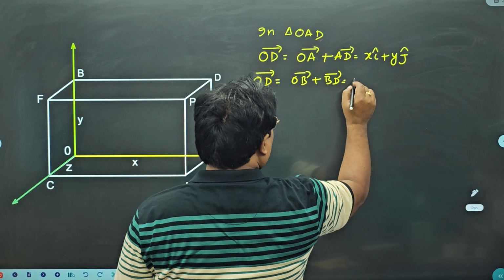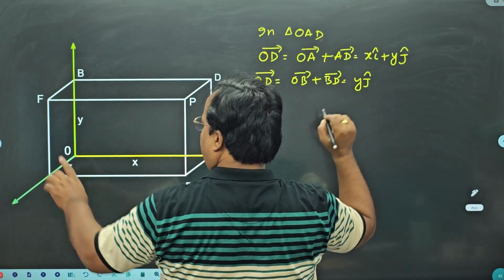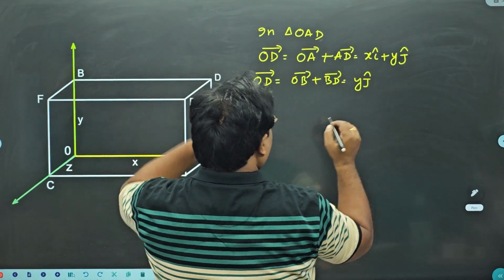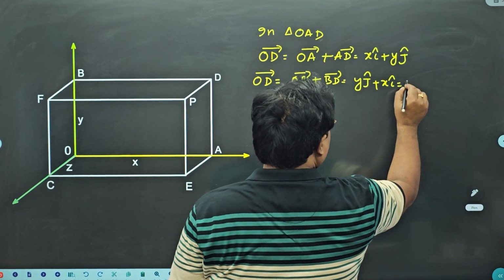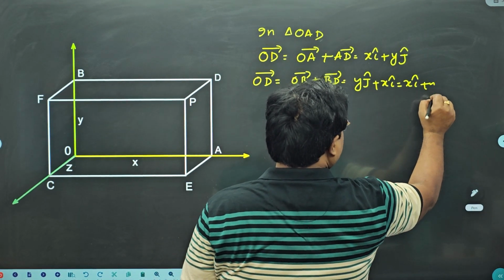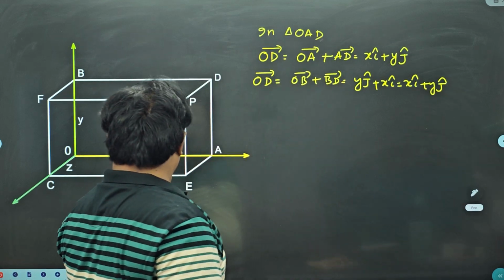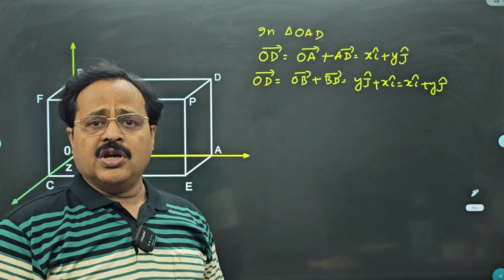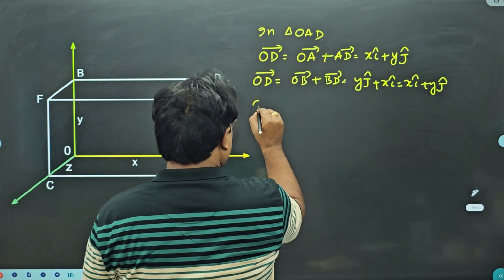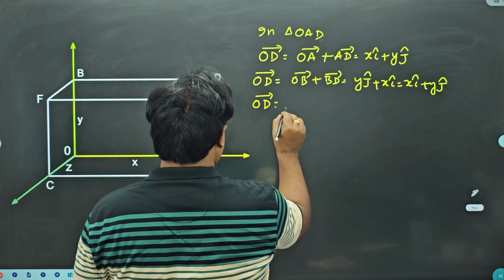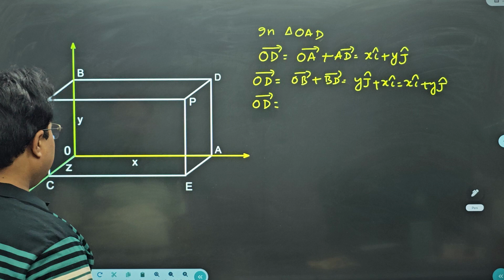Okay. If you go from O to B, this is yj cap. I had already explained. Then BD vector is equal to OA vector, that is equal to xi cap. So this becomes xi cap plus yj cap. It means if you choose different path, your vector is not changing. You see, another way. OD vector. Let us reach D from O in a different way.